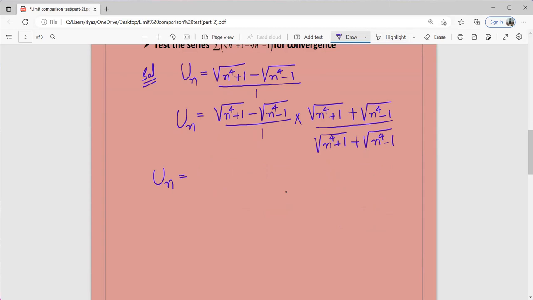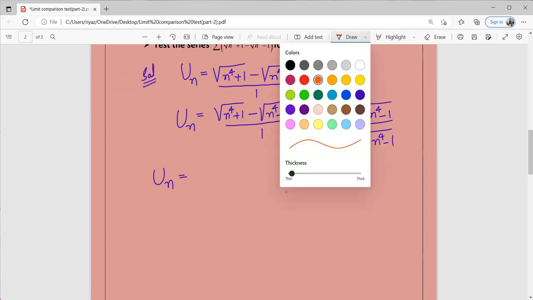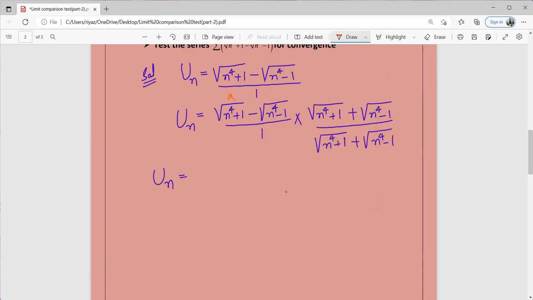What is that formula? If I assume this is a minus b and this is a plus b, what does this become? a plus b into a minus b. What will be the answer of this one? It is equal to a square minus b square. Clear? Yes sir. So a square means it will be like this: root of n to the power of 4 plus 1, whole square, minus b square, root of n to the power of 4 minus 1, also whole square.